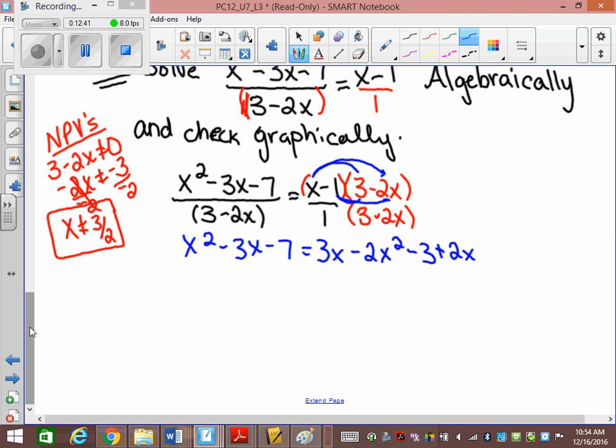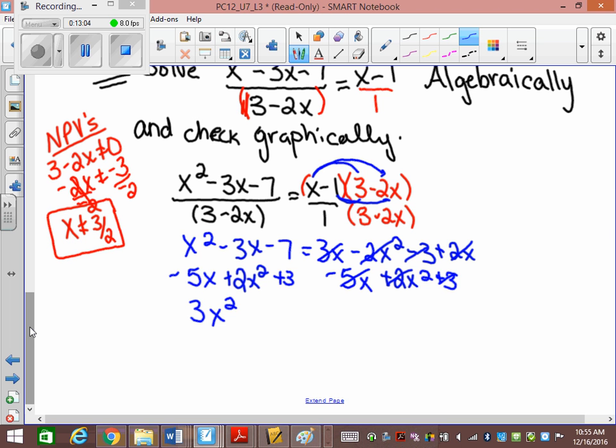So positive 3x plus 2x, I'm going to subtract 5x. Add 2x squared. Add 3. Negative 2x squared plus x squared is 3x squared. Negative 5x minus 3x is negative 8x. Minus 7 plus 3 is negative 4, equals 0.